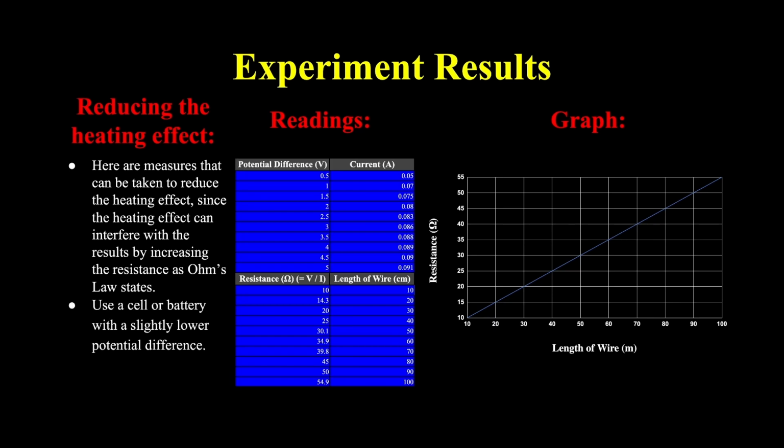And one way we can do this is to use a cell or battery with a slightly lower potential difference. Another way is to only turn on the current when needing to record a result. In other words, only connect the battery to the circuit when you need to record a reading.